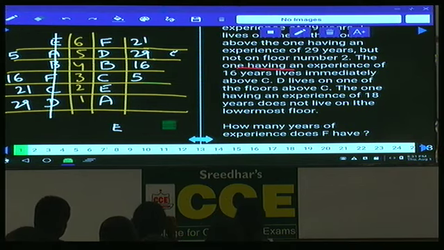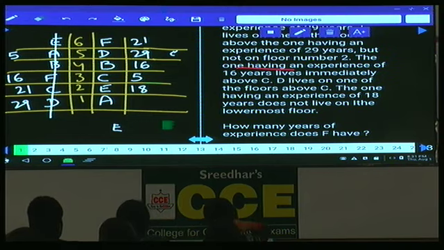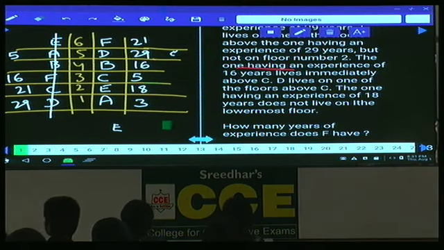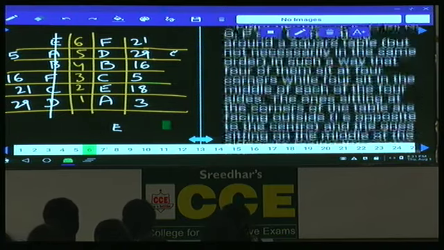The one having an experience of 18 years does not live on the lowermost floor. 18 is here. If 18 is here, and the one who is having an experience of 3 years on the ground floor. Done with this? And this is about question numbers 1 to 5. Then after this, first write down this one, then let us discuss question numbers 6 to 10.